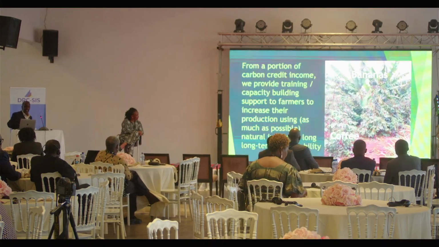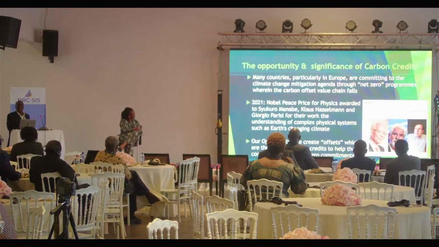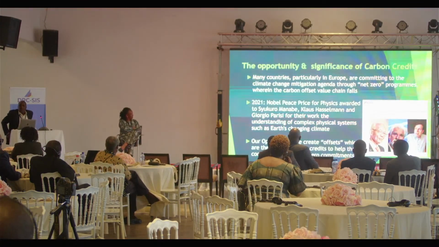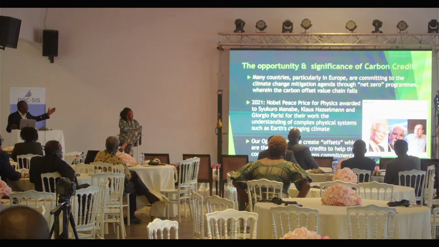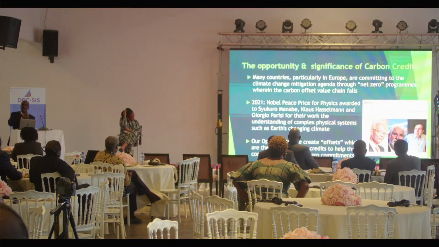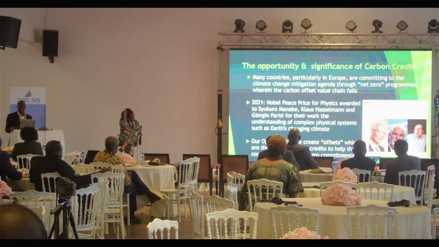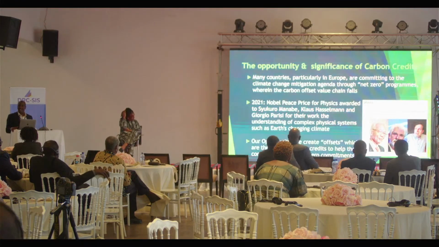Next slide, please. Change. And at the moment, everybody is looking to buy carbon offsets or to go net zero as a result of their conscience, wanting to do good. And a Nobel Prize in 2021 was won on climate change, and since then the price of carbon that you have offset has become very, very high.